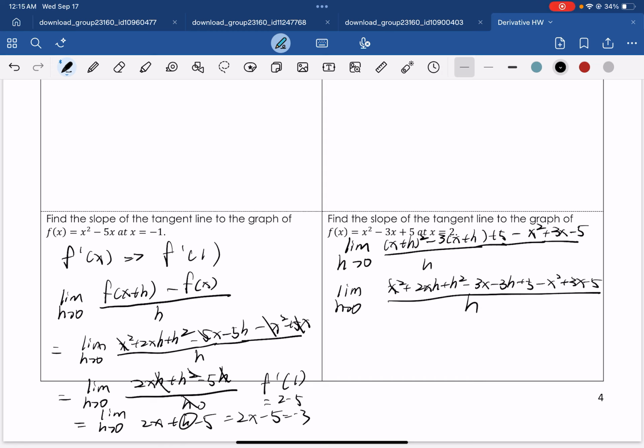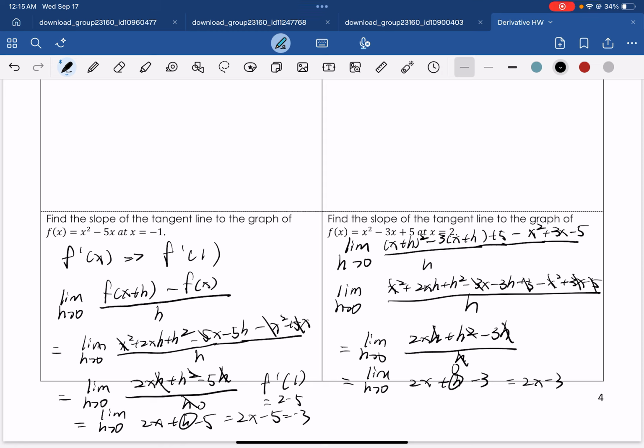Alright, we cancel out x squared with negative x squared, negative 3x with positive 3x, and positive 5 with negative 5. So what we are left with is 2xh plus h squared minus 3h over h. We can easily cancel out the h as usual, just as shown before. So what we are left with is the limit as h approaches 0 of 2x plus h minus 3. Basically, h goes to 0, so h is just 0. So we get 2x minus 3.